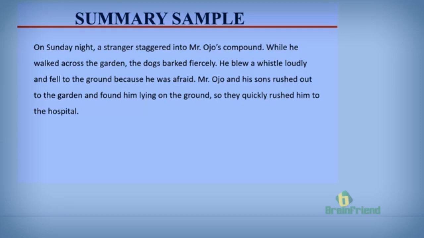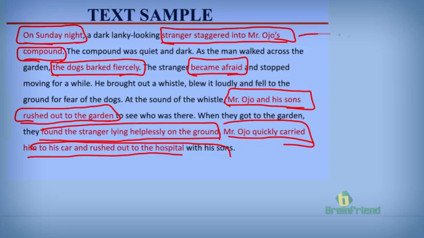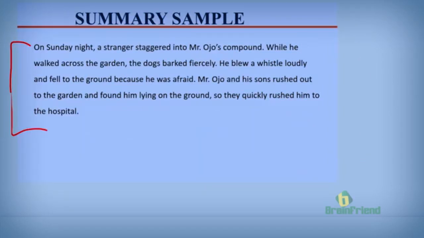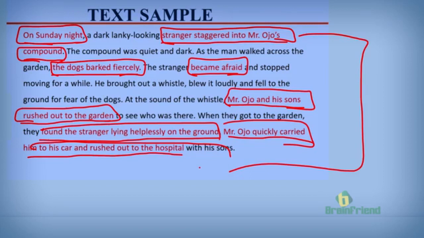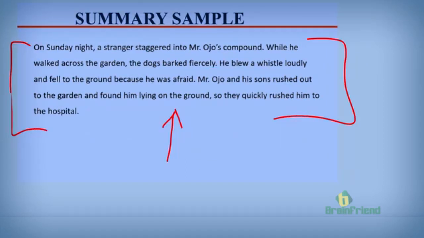Now, if you compare this summary to what I have on this slide, you would see that this one is longer than this. But this summary here still captures everything I have said here. Now, if you look closely, I have identified when. Remember when I talked about the 5 W's and H elements? I have identified when the action took place, and it took place on Sunday night. I've also identified who was involved, a stranger. Who?